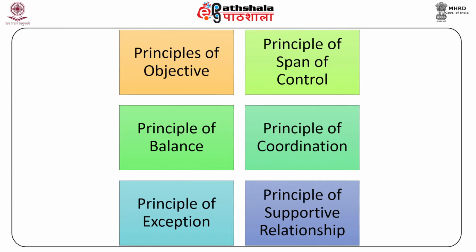The fifth one, principle of coordination. This principle was given by Mooney and Raleigh. According to them, all activities and actions of an organization should be orderly arranged. Uncoordinated arrangement will lead to chaos and ultimately failure in achieving the organizational goal.